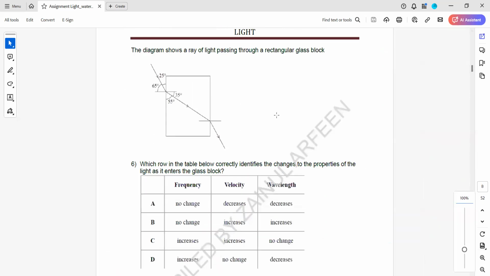In question 6, the diagram shows a ray of light through a rectangular glass. The frequency, remember, the frequency never changes. So frequency won't change. What happens to the speed as it moves from air to glass? Speed will decrease and the wavelength will also decrease. So A will be the right answer.